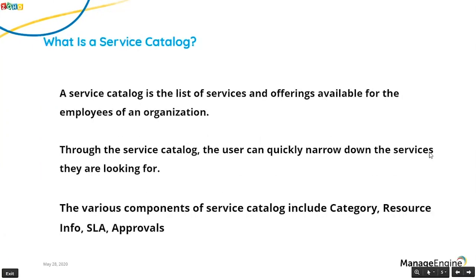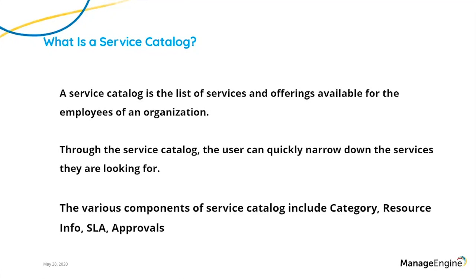So let's take a quick look at what a service catalog is. A service catalog is the list of services and offerings which are available for the employees of an organization. And through the service catalog, the users would be able to quickly narrow down the services which their organization is offering, and they would be able to raise a request out of the same.